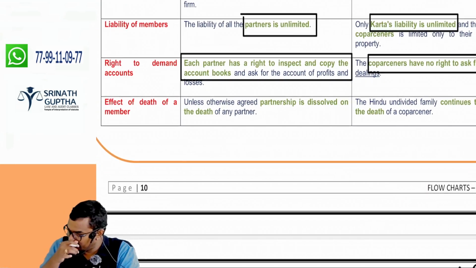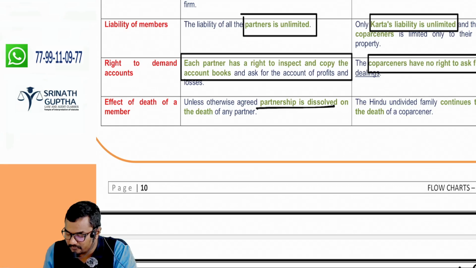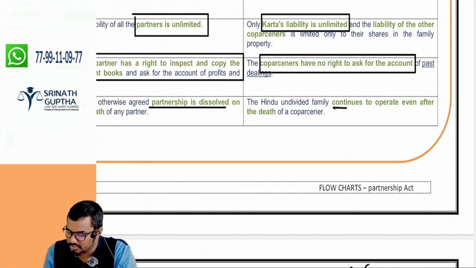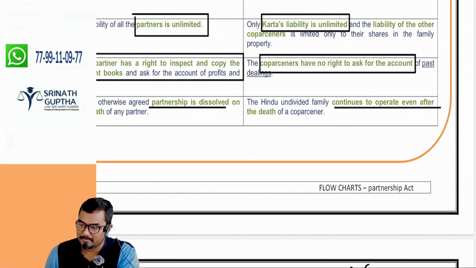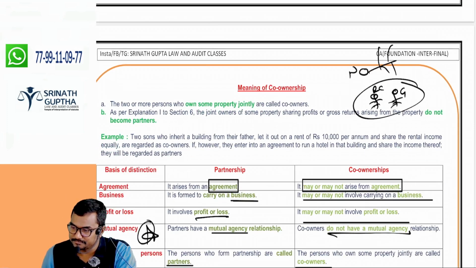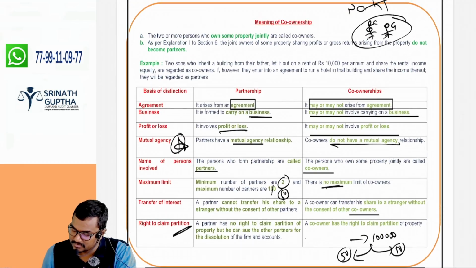Next, effect of the death of the partner. If a partner dies, the firm will also dissolve. In case of HUF, members may come, members will go, members will die, but the HUF will remain the same. The family will remain the same. Yes or no? Good girls, good boys.